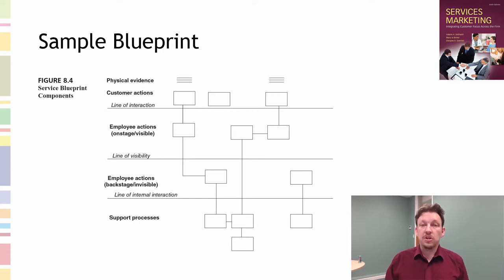Where is the line of interaction? Am I on stage and visible? Technically, but are you interacting with me? Probably not. So the line of visibility then also talks about how much of the backstage can you see? Now, you don't get to see the production suite. You don't get to see me filming this video. You don't get to see the background. So the back end, the coding, the writing, the slide development is invisible.